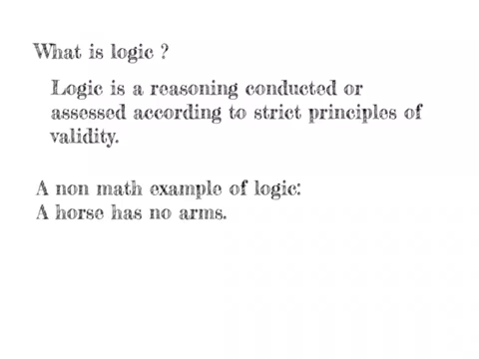So you're probably wondering, what is logic? Logic is reasoning conducted or assessed according to strict principles of validity. Logic is basically a claim that has reasonings and facts that is true. So a non-math example of logic would be a horse has no arms, because it is scientifically proven that horses do not have arms. This is a logic because there's reasoning behind it.